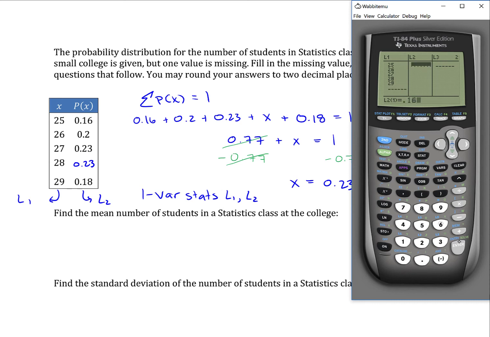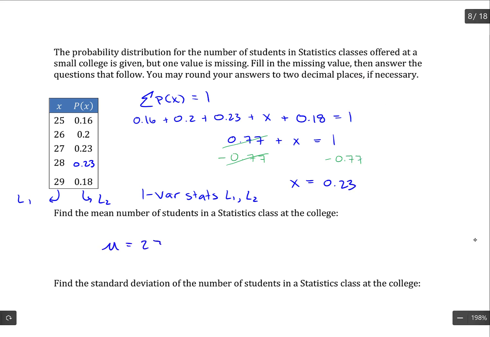In L2, I'll put the probabilities, taking care to include the missing probability that I just found. And now I can run 1varstats. But again, because I have grouped data, I need to make sure I use the L1, L2 parameters so that the calculator knows to give me weighted statistics. So the weighted mean of my distribution is 27.07.